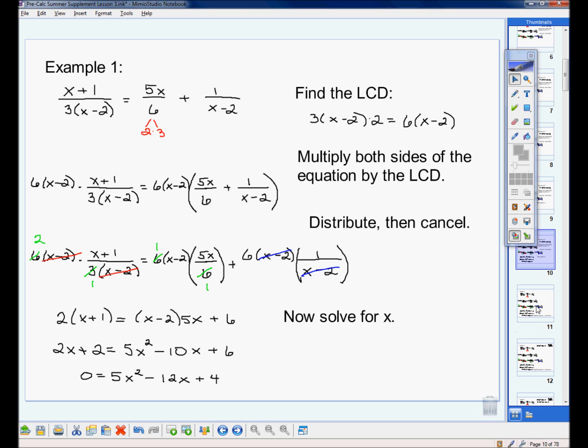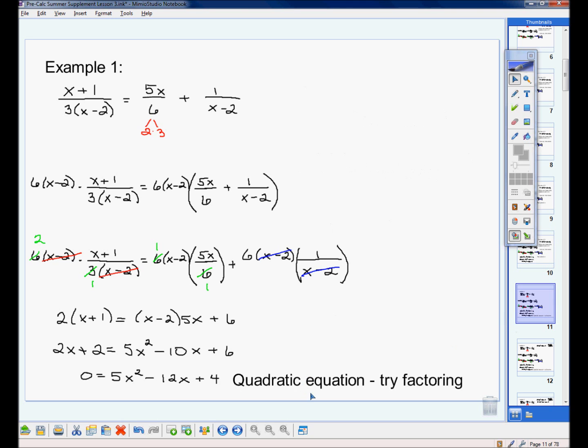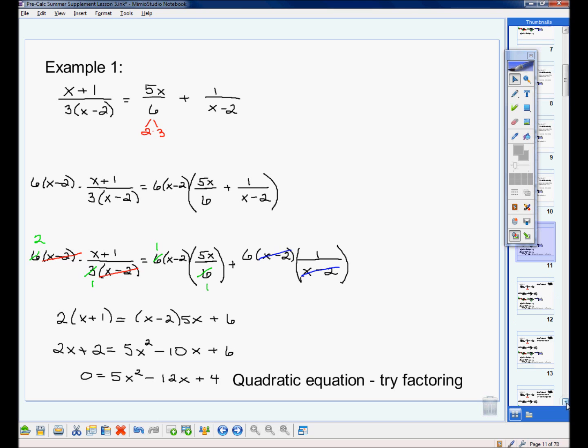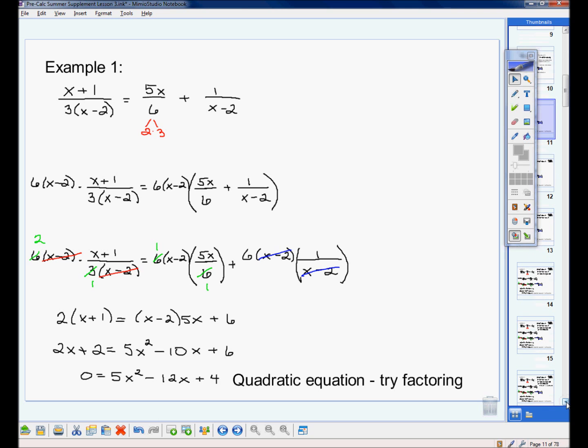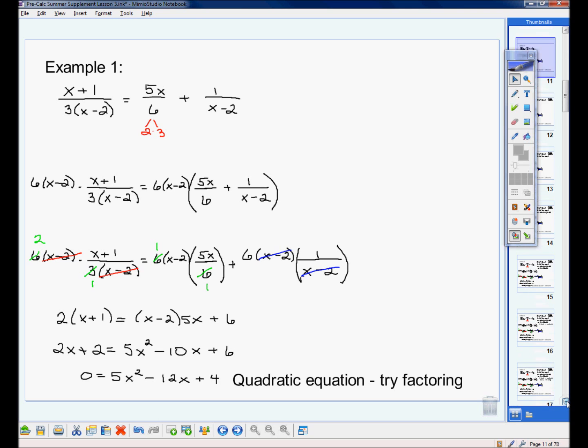Now after you have done that, the easiest thing to do for a quadratic is to try factoring. You can use the quadratic formula if you like. However, what I've found is if it is factorable, it makes a much easier problem and it makes it much easier not to make mistakes than using that quadratic formula.